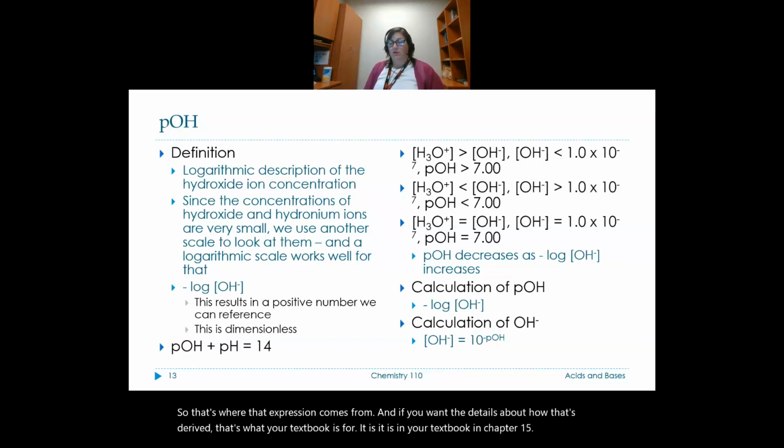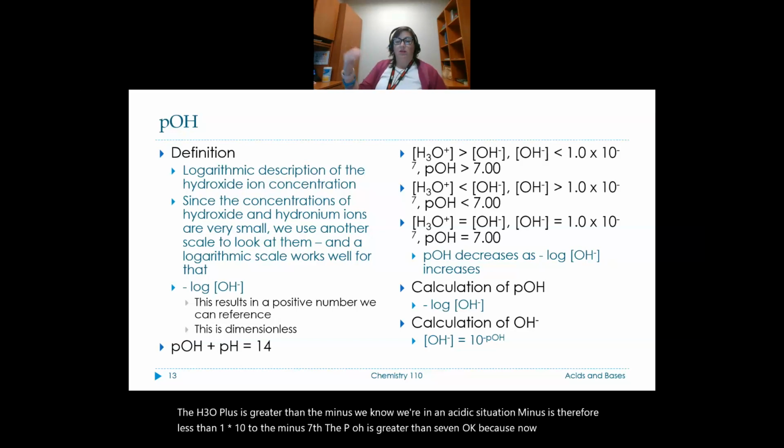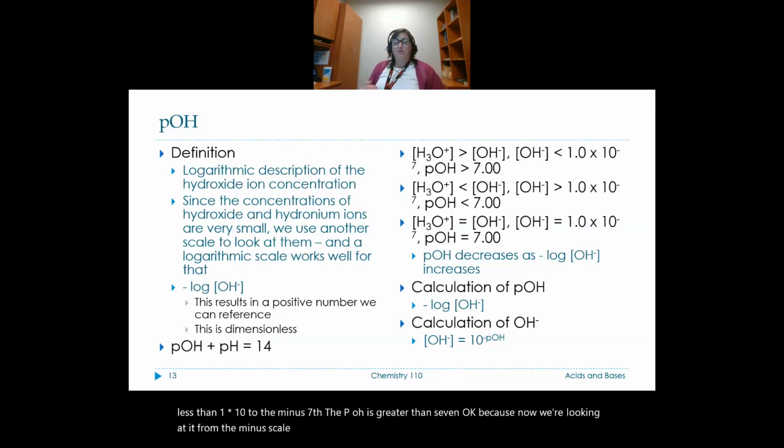The H3O plus is greater than the OH minus. We know we're in an acidic situation. OH minus is therefore less than 1 times 10 to the minus 7th. The pOH is greater than 7. Okay, because now we're looking at it from the OH minus scale, so it's greater than 7. Okay, when we're in an acidic solution, right? H3O plus is less than OH minus.